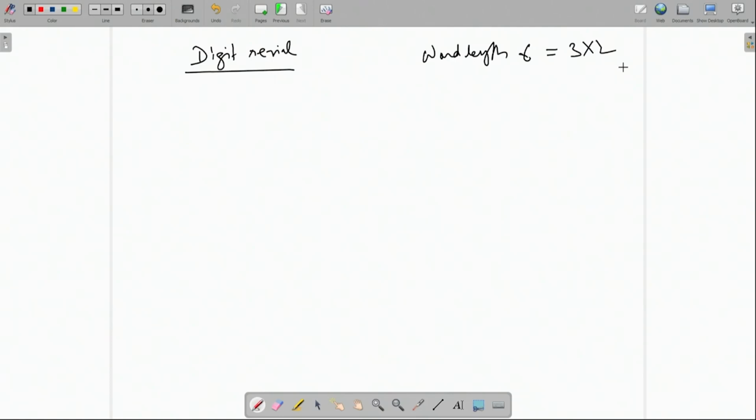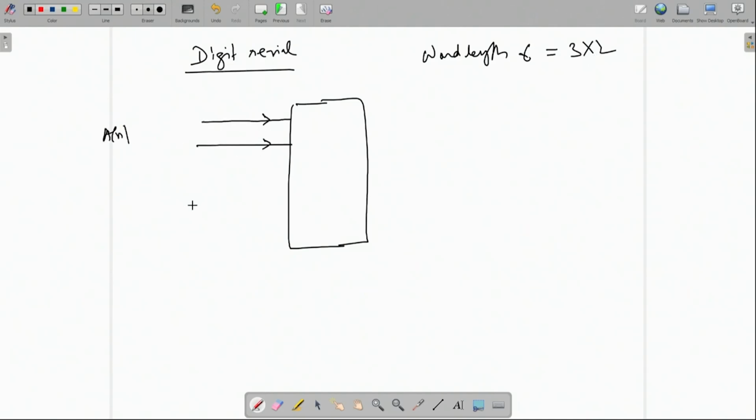Let me draw a diagram and then we will understand. So, 3 into 2. Suppose I take 2 lines now, this is for A category, and I take 2 lines, this is for B category. Here I give A0n and A1n. Earlier I had A0, A1, A2, A3 up to A5 parallelly. Now A0n, A1n will be coming together in one cycle, that is called a digit cycle.